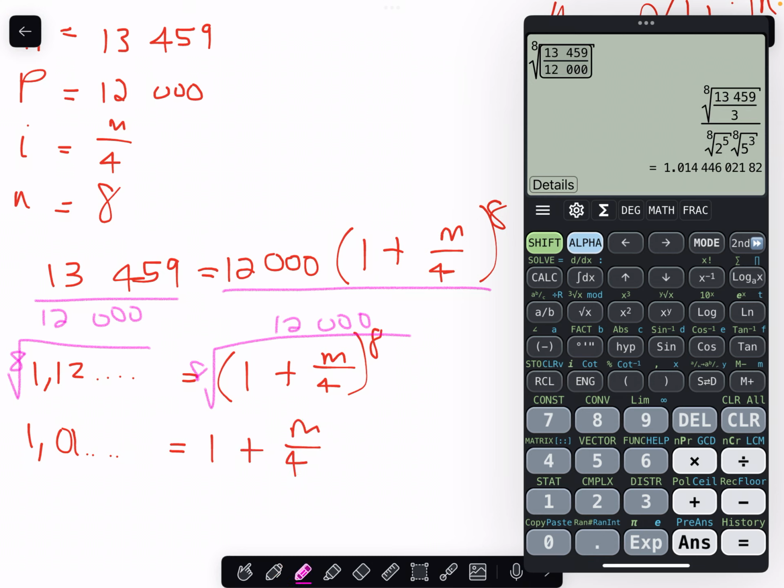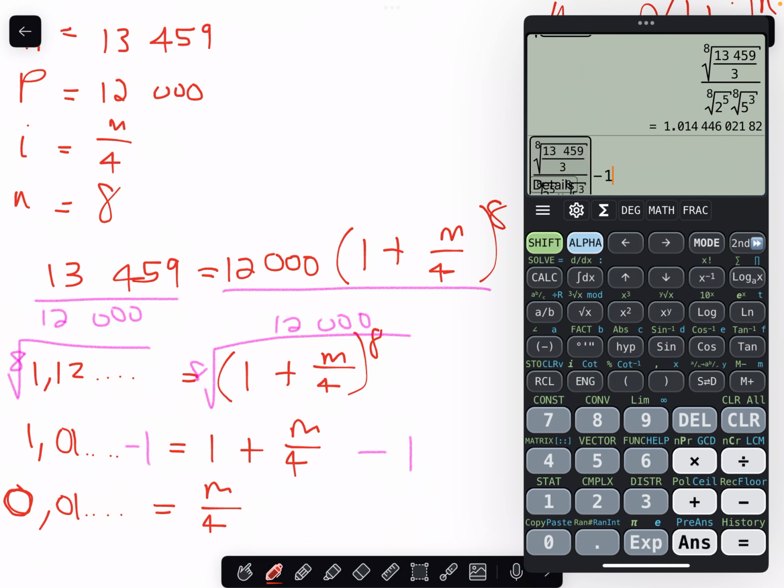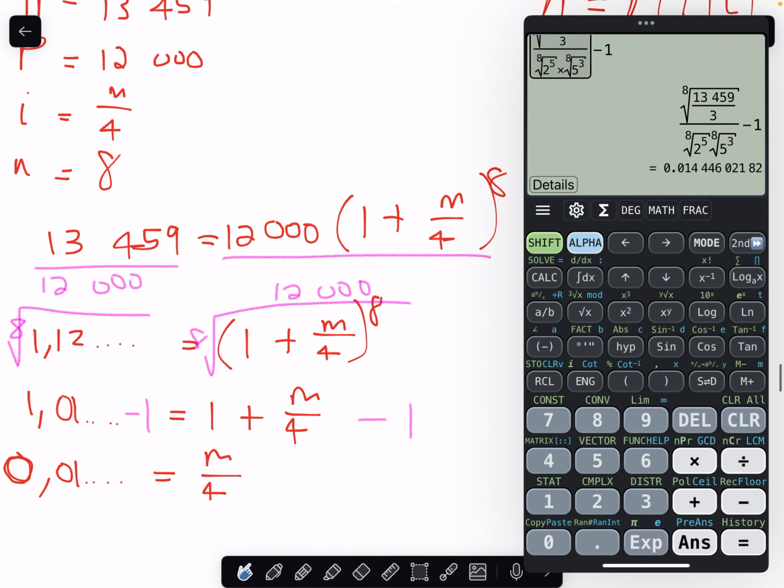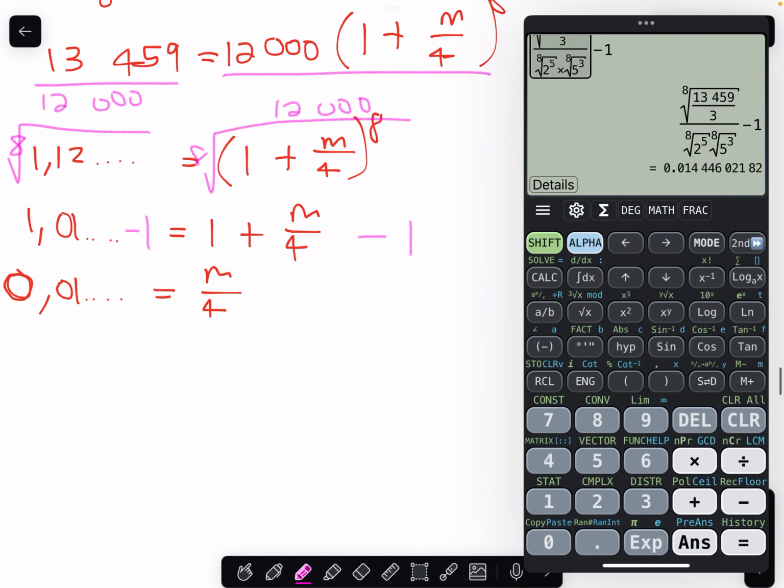Then we're going to minus 1 on both sides, and we end up with 0,01 is equal to m over 4. And then in order to get just the m, we'll times both sides by 4.